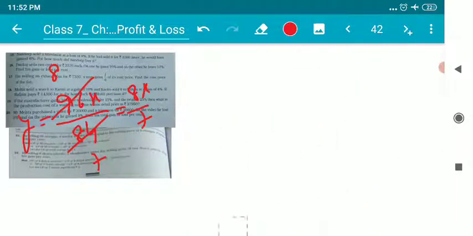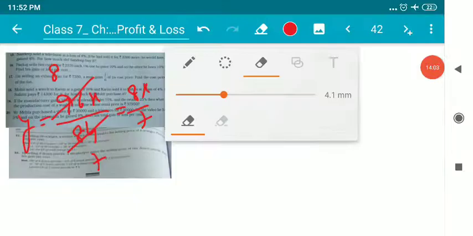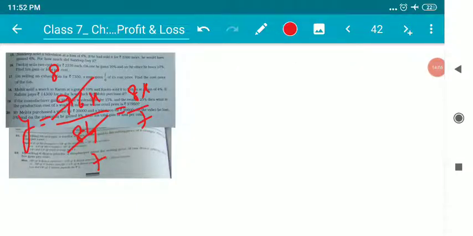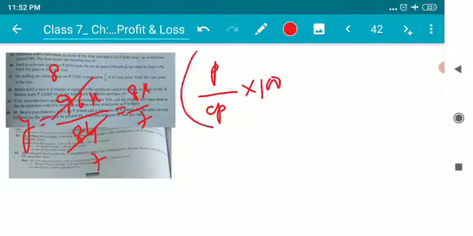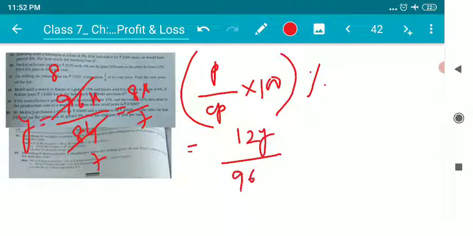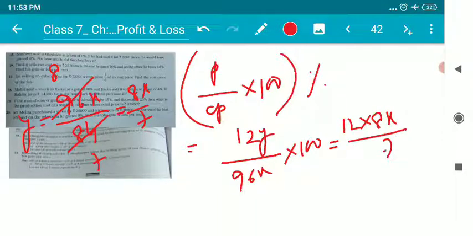Now children, we know that profit by CP into 100 is the percentage of profit. Yes or no? Profit amount is how much? Profit amount is 12y. CP is how much? 96x into 100. What do we have to do now? 12y means 12 into 8x by 7, and CP was from the beginning only 96x into 100.